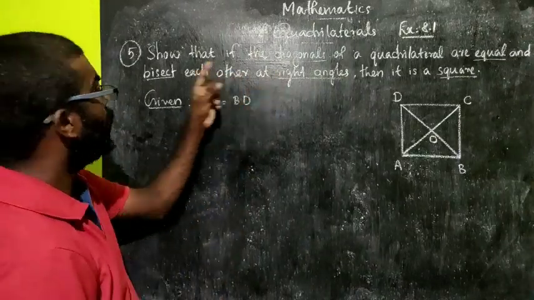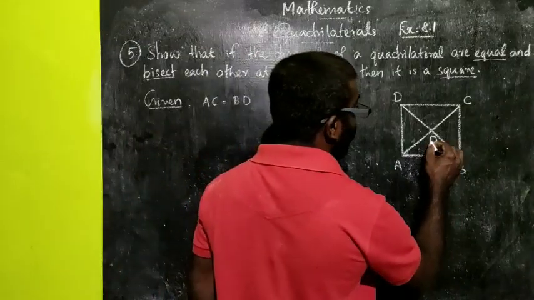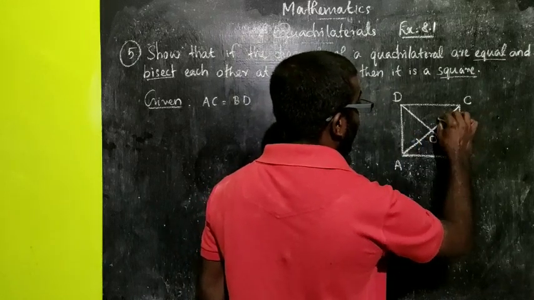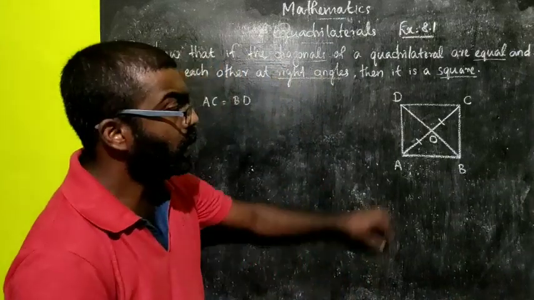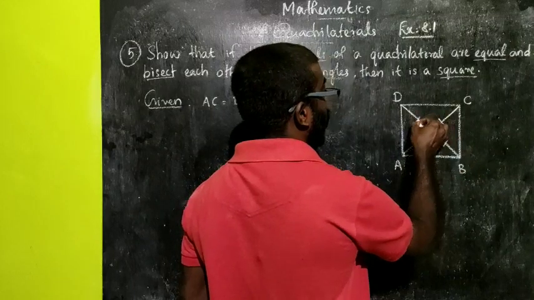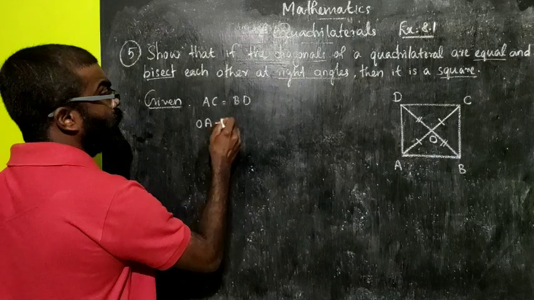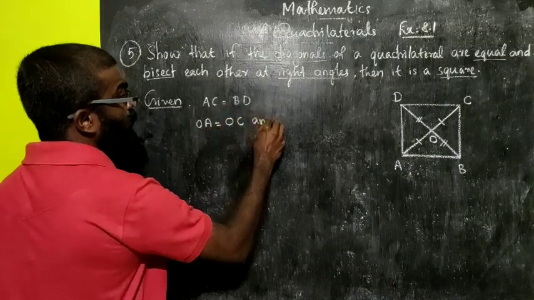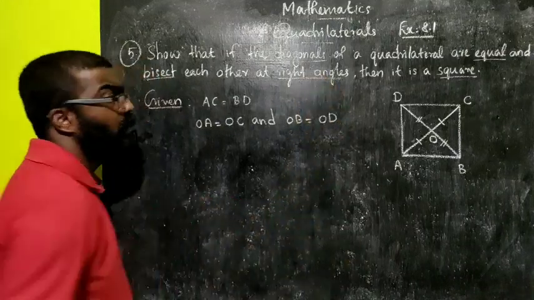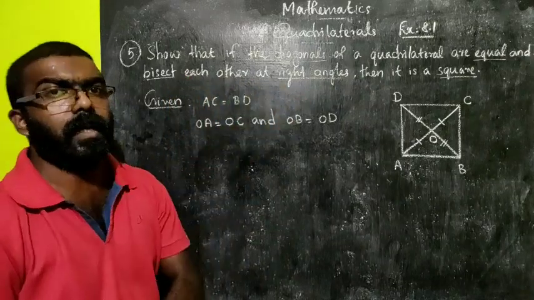Then the diagonals bisect each other. Bisect each other, that means divide into two equal parts. Here the first diagonal AC, OA will be equal to OC, and OB equal to OD. Clear? And the next is bisect each other at right angles.